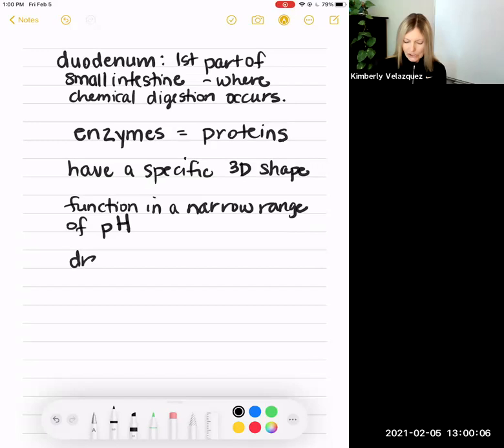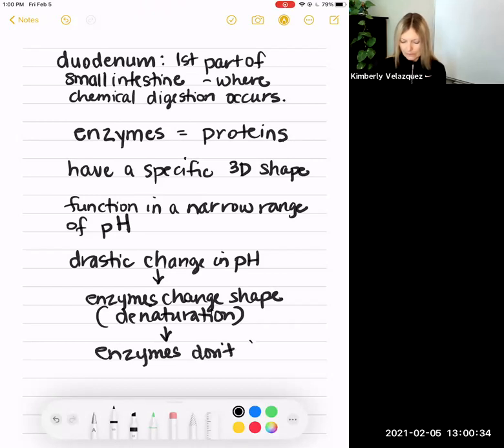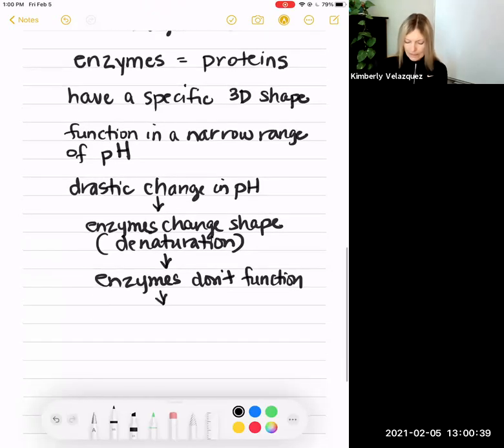If the pH changes significantly, those enzymes become denatured and they don't function correctly. So a drastic change in pH, enzymes change shape, and we call that denaturation. Enzymes don't function correctly. Chemical digestion does not take place.